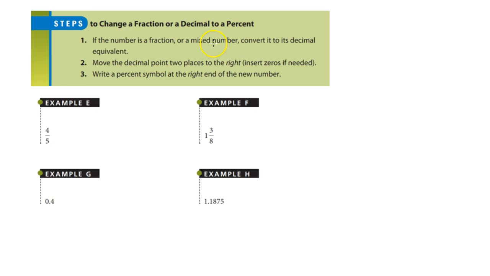As you can see, examples E and F have fractions, and examples G and H have decimals. So step 1 will only be applied to E and F since they're in fraction form. Okay, so let's look at example E.